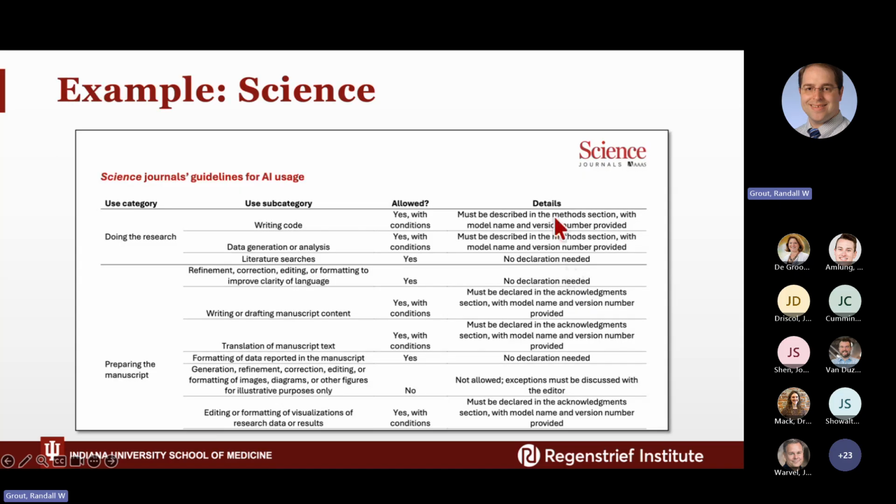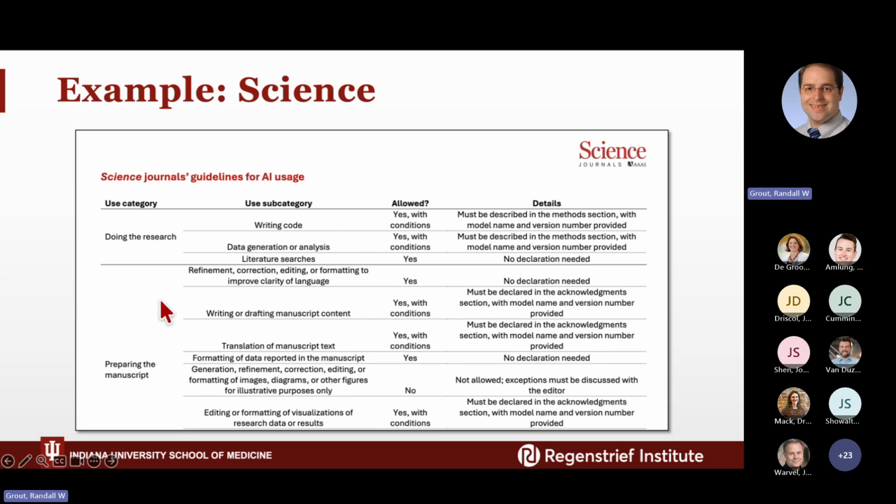So let's go through some examples with some different publishers and journals. This is from Science, and I know we're all publishing in Science, so this is a good one to pay attention to. But really, I brought it up because they have a very nice table, and this is just the first part of that table, where they go through different categories of use and if it's allowed or not in their journal and the details. So, for example, doing the actual research, they say literature searches, yeah, you could use that. No declaration needed. Writing code, it might be allowed, but you need to describe that in the methods section. That's a little more integral to the actual research of it.